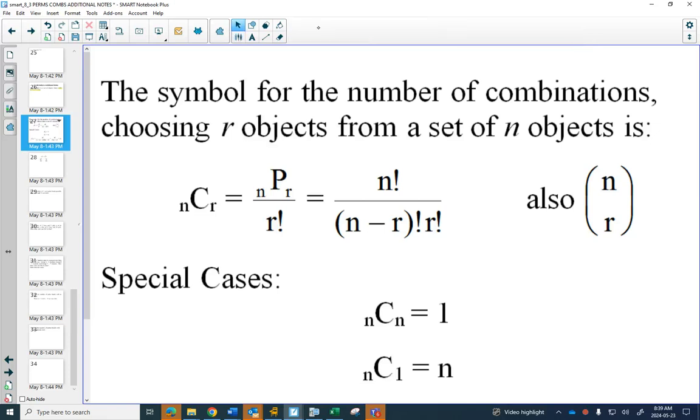Some special cases: if you have n items and the order doesn't matter and you choose all of them, there's only one way to do that. Or if you have n items and you choose one of them, there are n ways to do that, right?